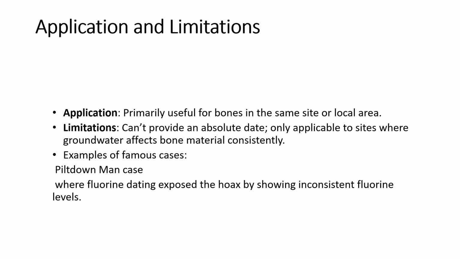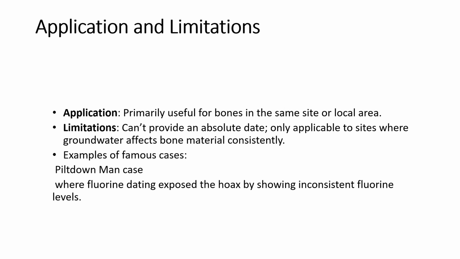Now, there are a couple of disadvantages of fluorine dating. Obviously, it belongs to the relative datings. It is one type of relative dating, so definitely it cannot provide a precise age, which radiocarbon dating actually does. So this is one of the drawbacks of this research technique.